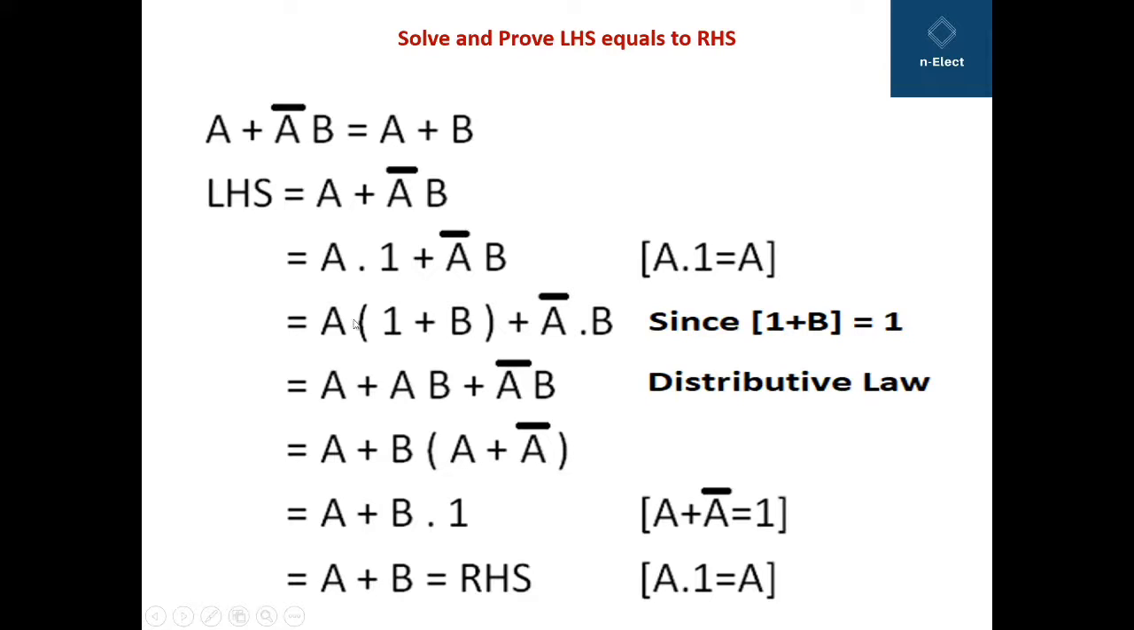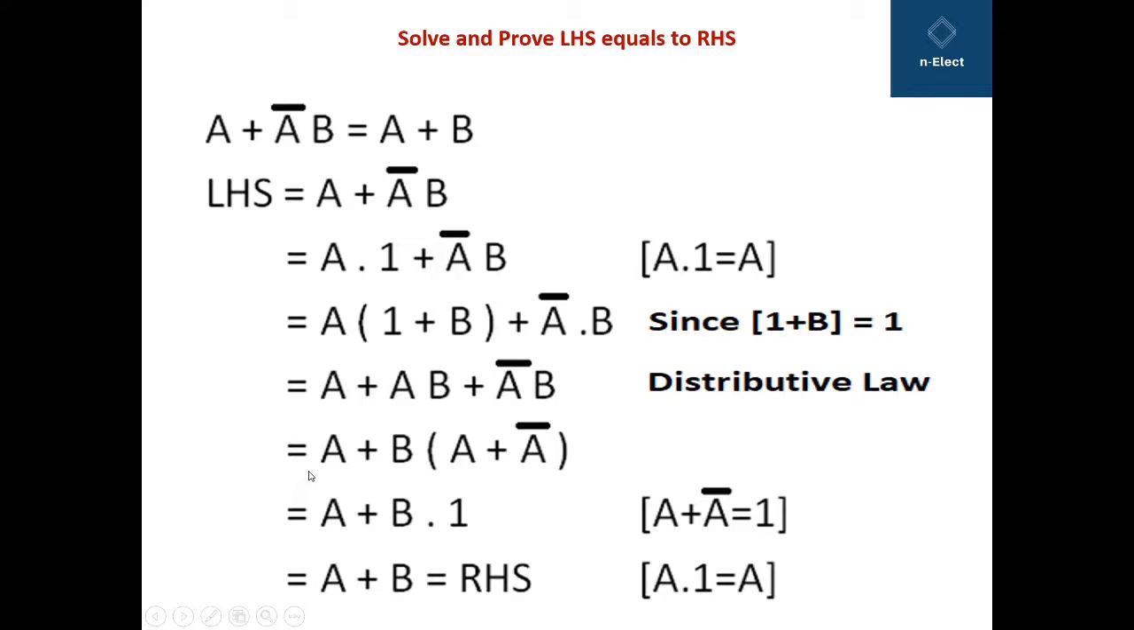Now again we are changing this 1 into 1 plus B, because 1 plus B is nothing but 1 according to the OR law. So 1 plus B is equivalent to 1. So instead of 1 we have written 1 plus B. A was there, so A we have written here, plus this term A bar B we have taken here. Then by applying the distributive law, we can get A into 1 is A, then A into B is AB, plus A bar B as it is.